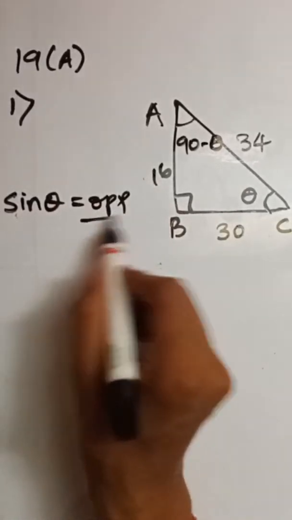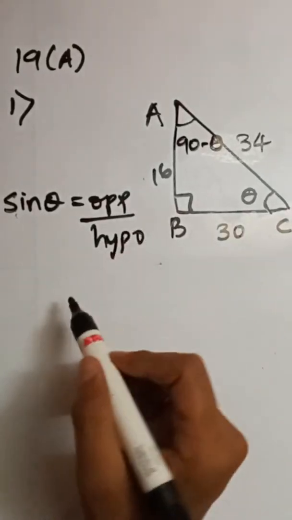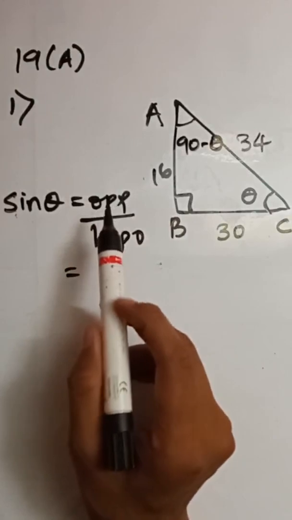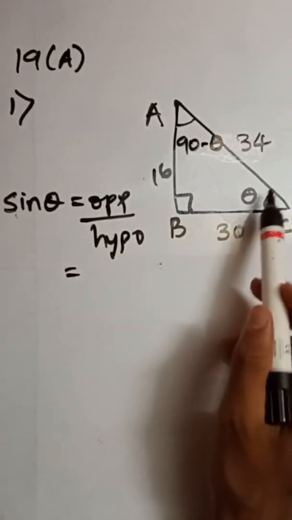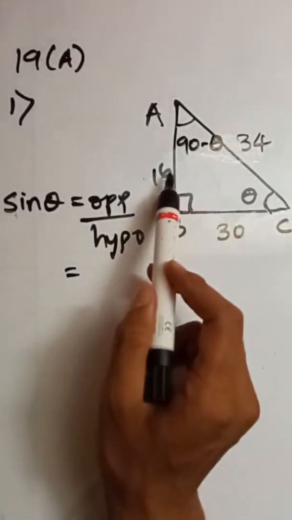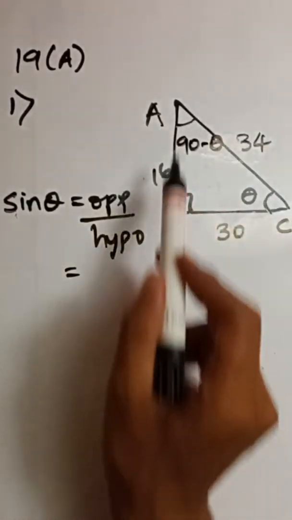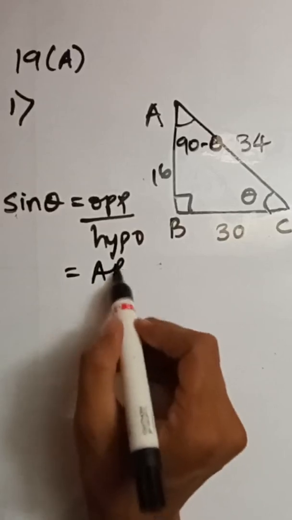It is opposite upon hypo. Okay, opposite. Sine theta. Theta is here. Which side is opposite to theta? It is AB. Okay, so I'll write AB.